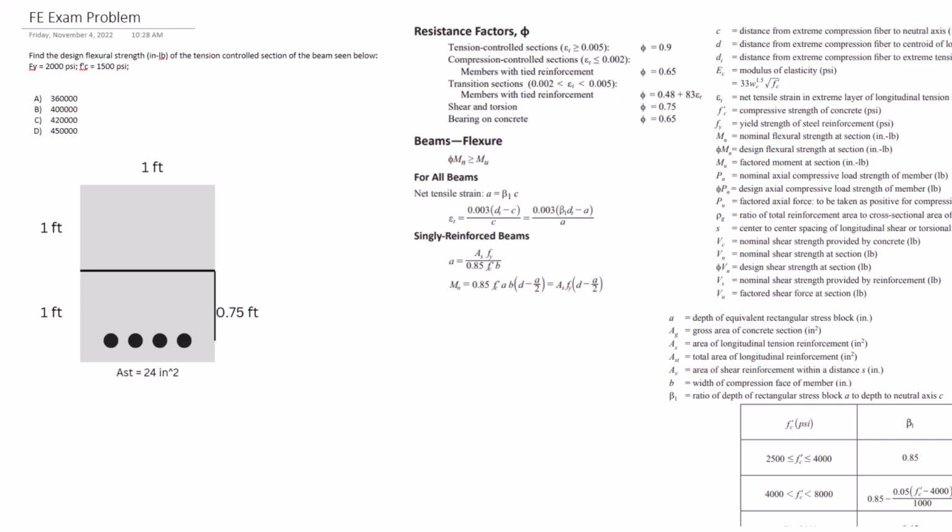So it's find the design flexural strength in inch-pounds of the tension-controlled section of the beam seen below. F of y is 2000 psi and F prime of c is 1500 psi. And so we're going to need to find that flexural strength.